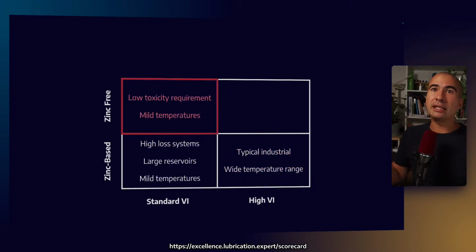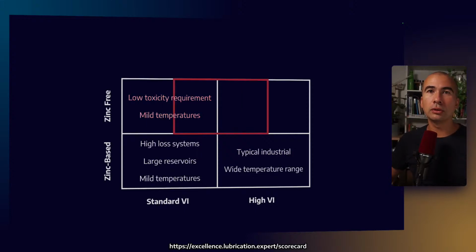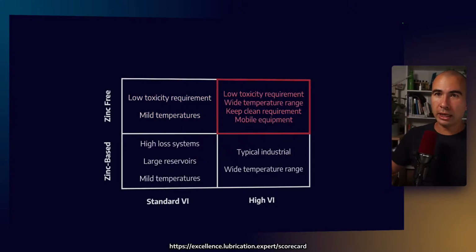Zinc-free, so the ZDDP molecule is a bit toxic, right? So if you are, for example, a crane working over a waterway, that might be a case for a zinc-free solution. And finally, in the top right-hand corner, where we want the premium hydraulic oils, we want low toxicity. We want a wide temperature range that we get from the VI, and also the keep-clean requirement. At high temperatures, that zinc molecule that we talked about actually breaks down and turns into sludge. And so that's a reason why we might not want to use a zinc-containing hydraulic oil.